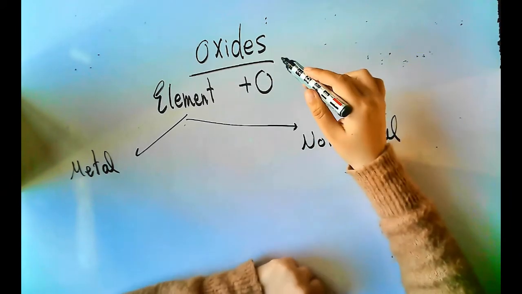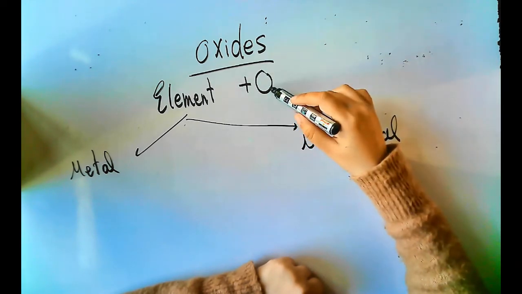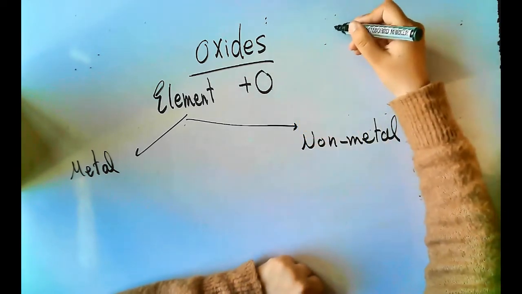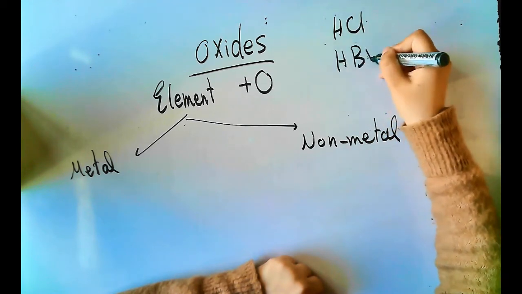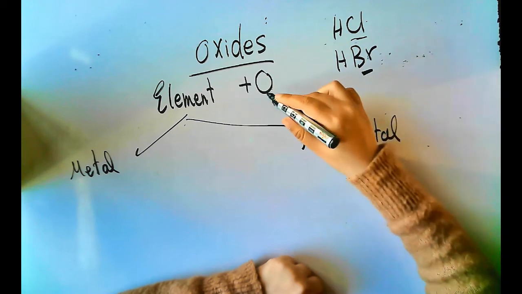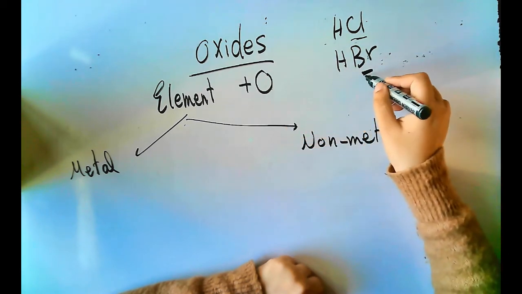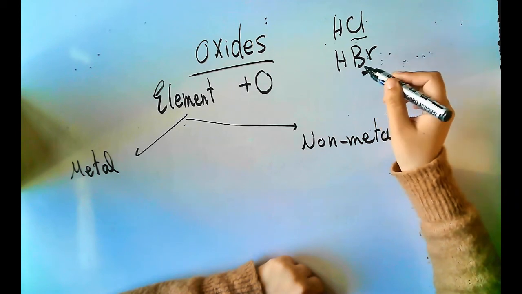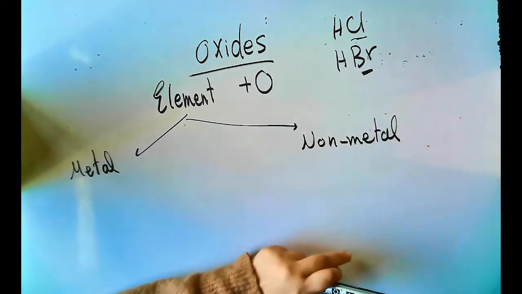That is why I said that in acids we can't use the non-metal oxygen. I can use any non-metal like hydrochloric acid, hydrobromic acid, any non-metal. But can I use oxygen? No, I can't use oxygen in acids. The non-metal can't be oxygen. Why? Because oxygen is present in oxides.